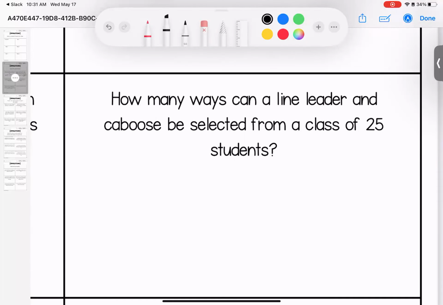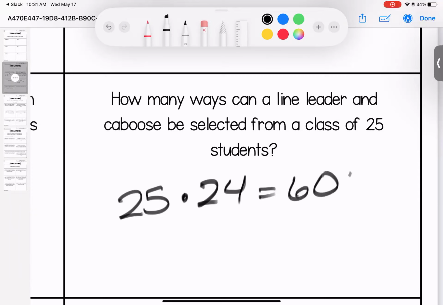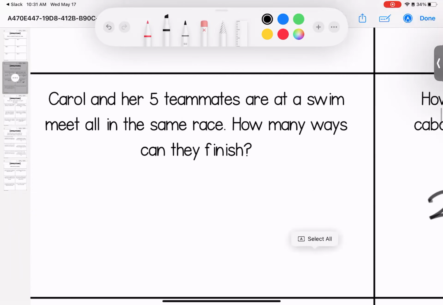How many different ways can we choose a line leader and a caboose? Well, when we're talking about the line leader, there's 25 options. Once we take that child out, there's only 24 options left for our caboose. 25 times 24 gives us 600 different ways to choose a line leader and a caboose. So if you ever want to know why it takes a while to make a decision, sometimes you have a ton of options.